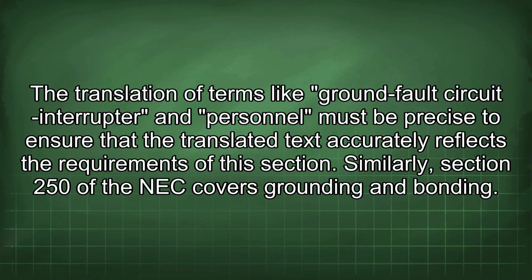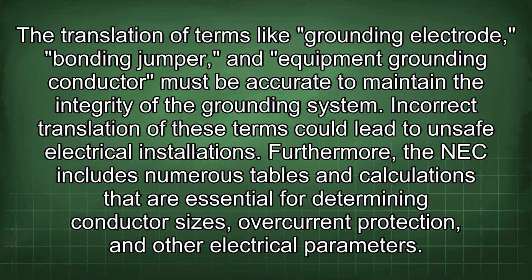Similarly, section 250 of the NEC covers grounding and bonding. Translation of terms like grounding electrode, bonding jumper, and equipment grounding conductor must be accurate to maintain the integrity of the grounding system. A incorrect translation of these terms could lead to unsafe electrical installations.